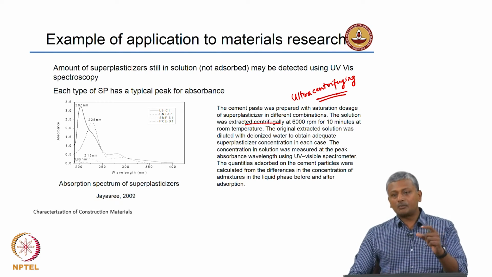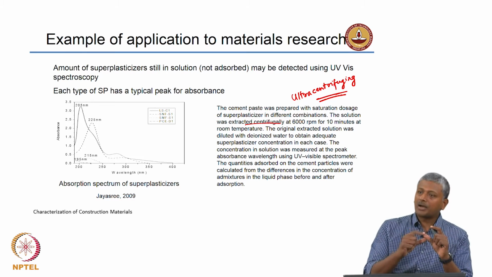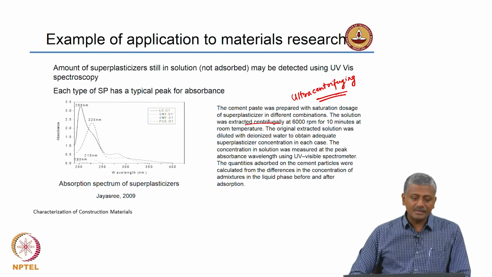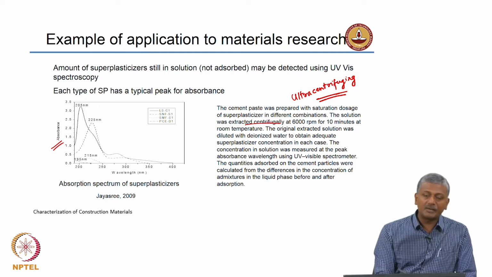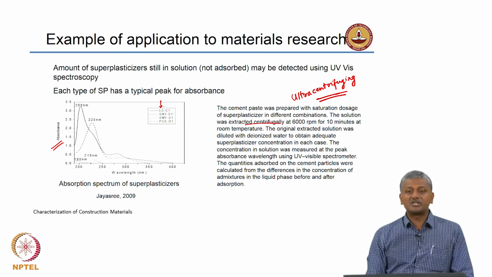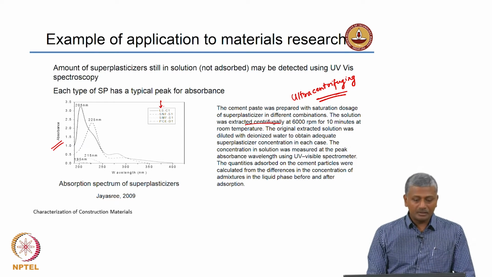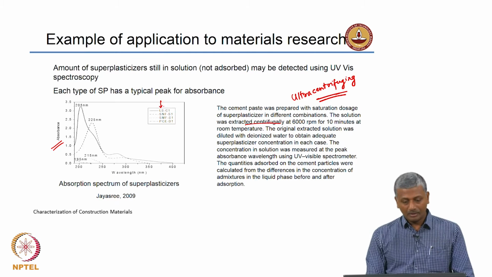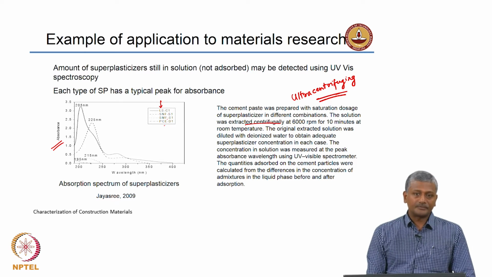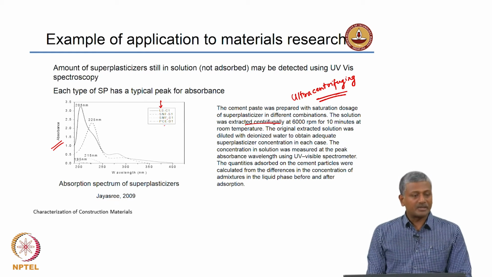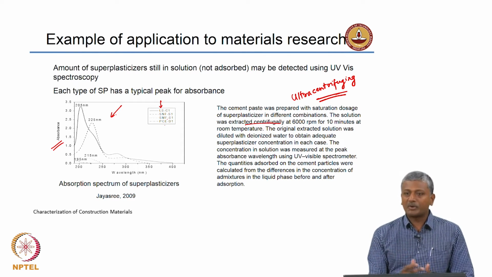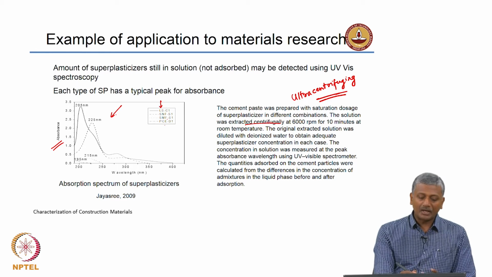The solution that you separate will have water and some part of the SP which did not get adsorbed onto the cement. That is what essentially was being done in this case, and you can see here the UV absorbance spectra for the different chemical species. In this case there were 4 different chemical species that were used. One was lignosulfonate, one was sulfonated naphthalene formaldehyde, one was sulfonated melamine formaldehyde, and the final one was polycarboxylic ether. These are 4 different chemical families of superplasticizers, and you can see for the plain superplasticizers, the absorbance spectra are quite different.